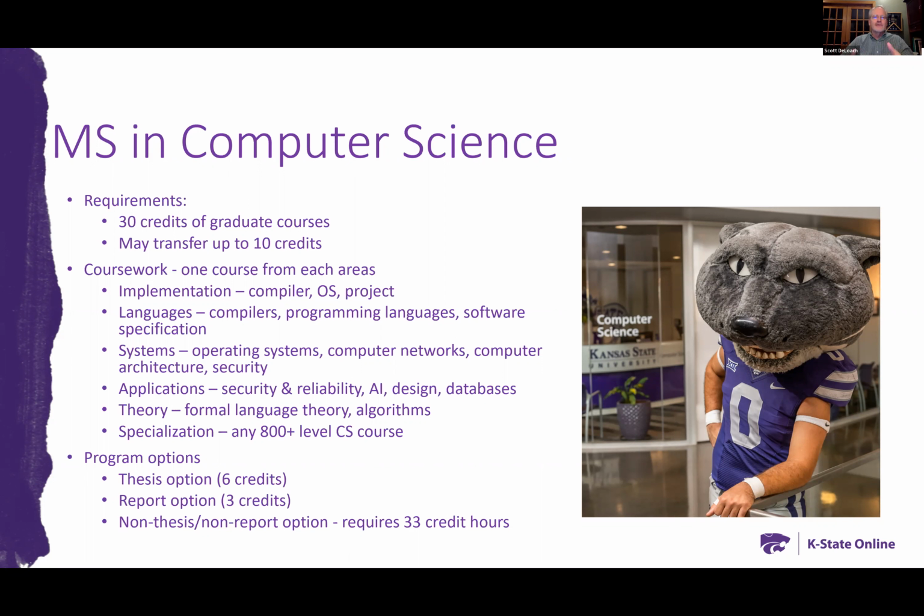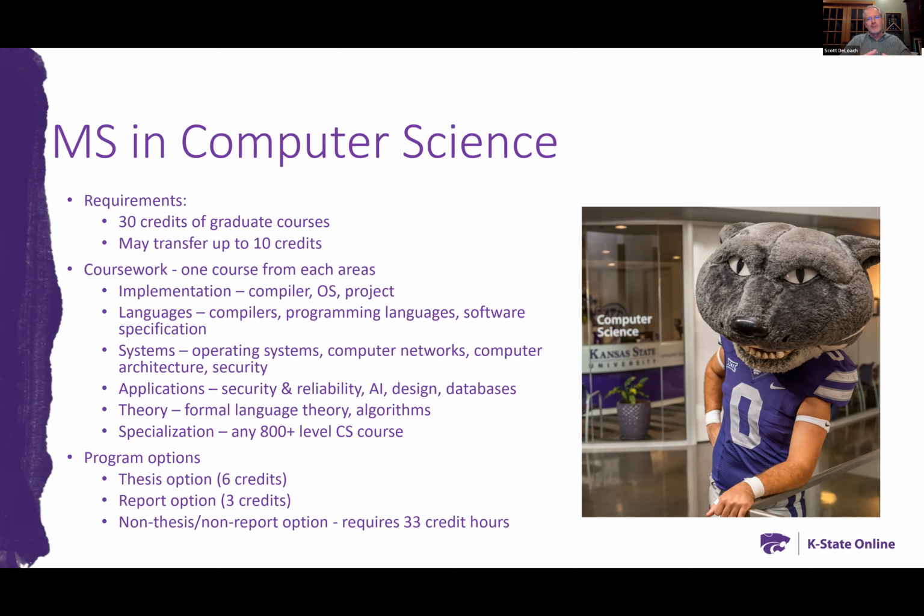So basically, the basic requirements are 30 credits of graduate studies courses, and up to 10 credits of those can be transferred in. So you can have a few of those that you transfer in. And instead of giving you specific courses you have to take, we have some specific areas that you have to take courses in. So as you see, in this coursework area, there is implementation, languages, systems, application, theory, and then some kind of specialization course.